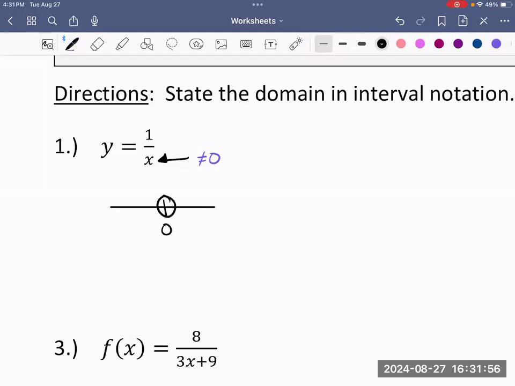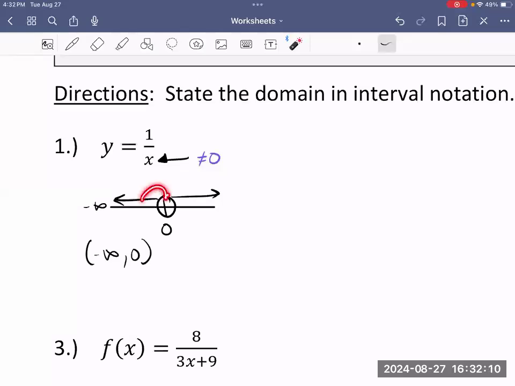How you write that on a number line is just an open circle, and then we can go on either end of your number line. So we can go from negative infinity to 0. We're going to jump right over 0 and then go on the other side, so union from 0 to infinity. So x can be super, super small, super, super big, positive, negative. It just cannot be equal to 0.